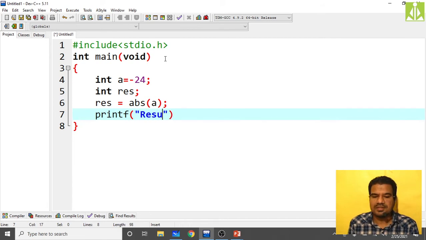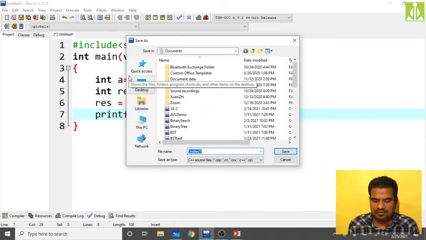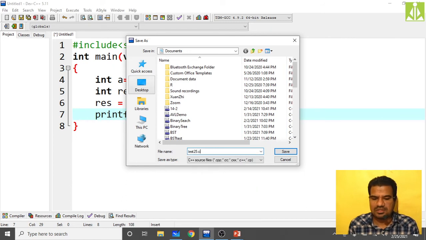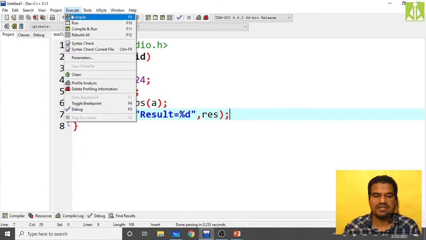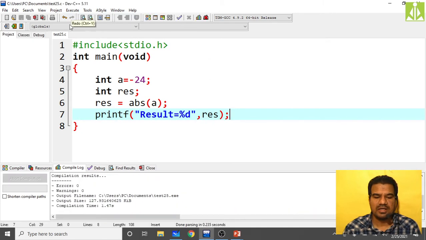So result equals to percentile d, then comma, and you put that result res. So at the end put the semicolon. So now just save this, and it will ask me to enter the program name, that is test25.c. Hit enter, program got saved. Now you compile and see what error you will get. Okay, compilation, it is successful.